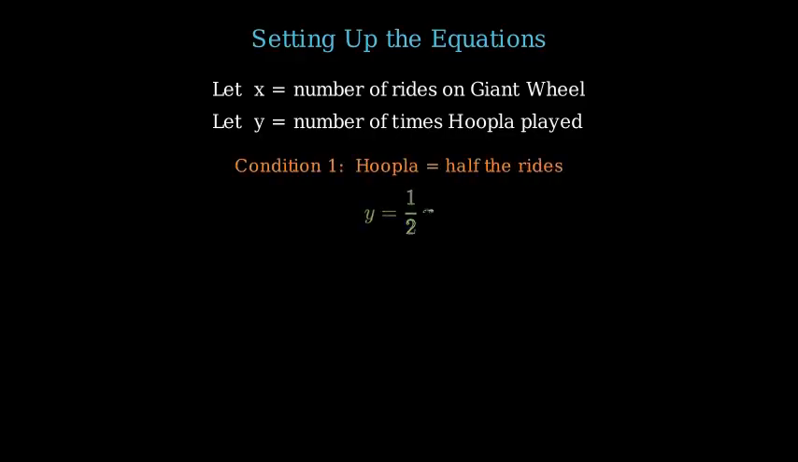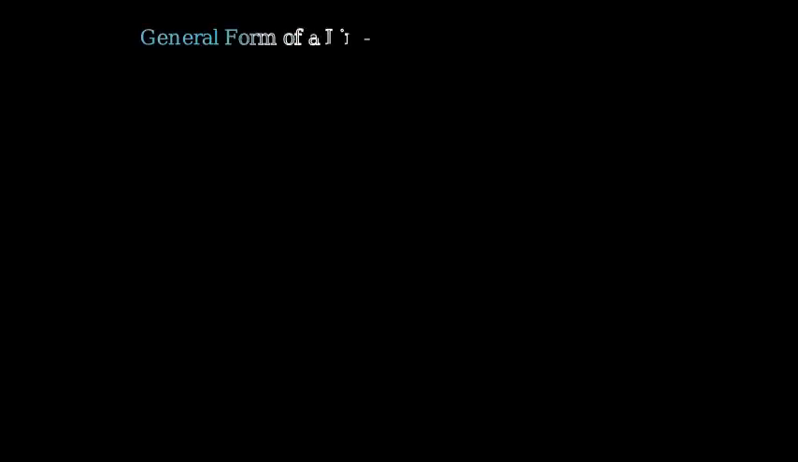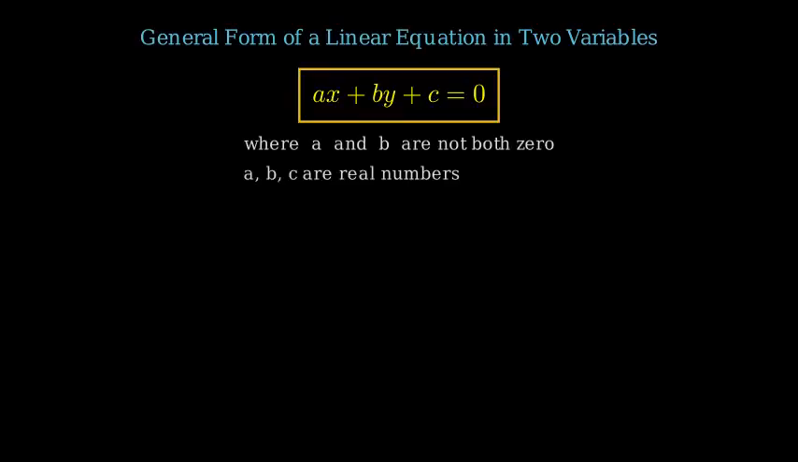Let X be the number of giant wheel rides and Y be the number of hoopla games. Condition 1, hoopla equals half the rides: Y equals X over 2, or X equals 2Y. Condition 2, total money equals 20: 3X plus 4Y equals 20. We now have two equations in two variables, a pair of linear equations.